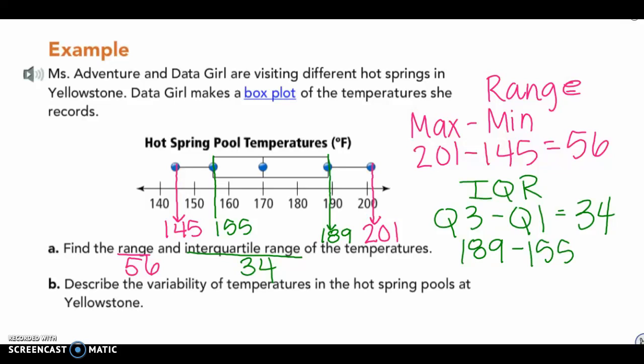Letter B says, describe the variability of temperatures in the hot spring pools at Yellowstone. In order to describe the variability, we could say that the temperature at hot spring pools at Yellowstone varies by 34 to 56 degrees, which means the temperature could change anywhere between 34 and 56 degrees on a daily basis.